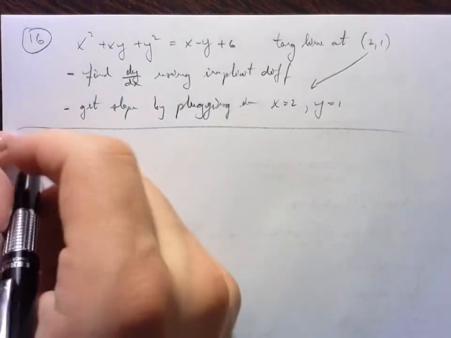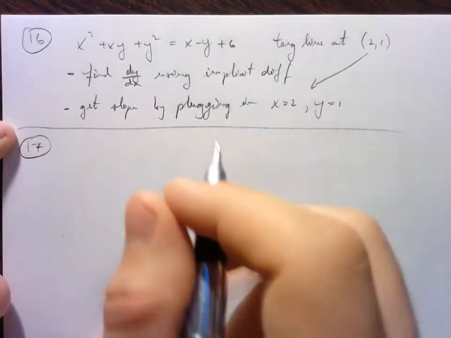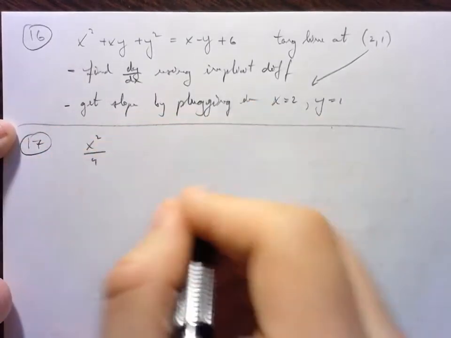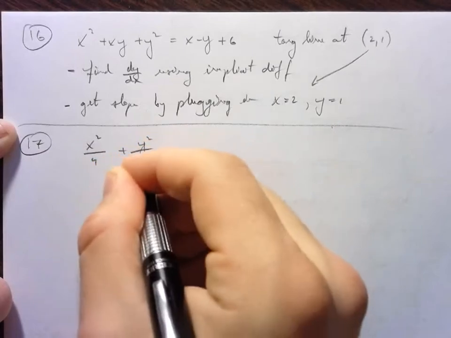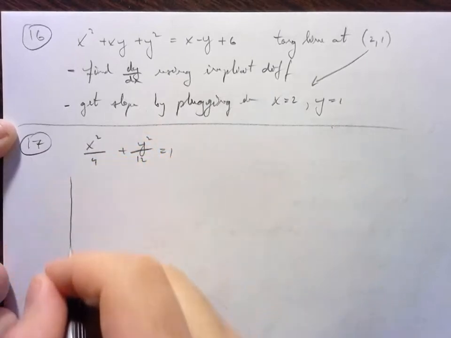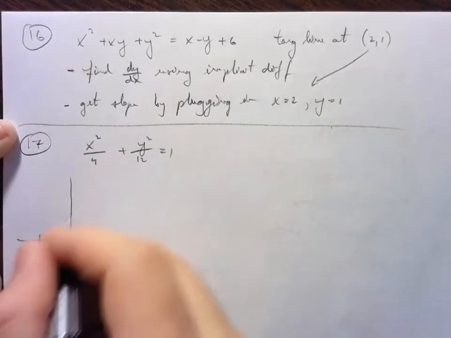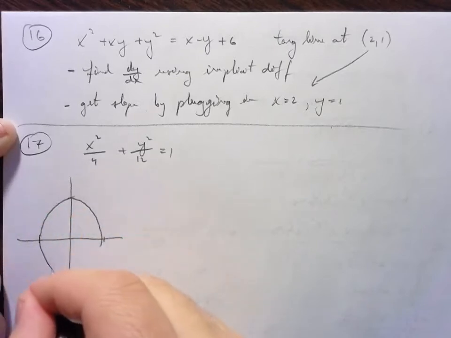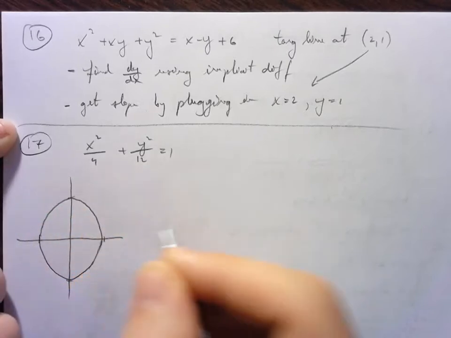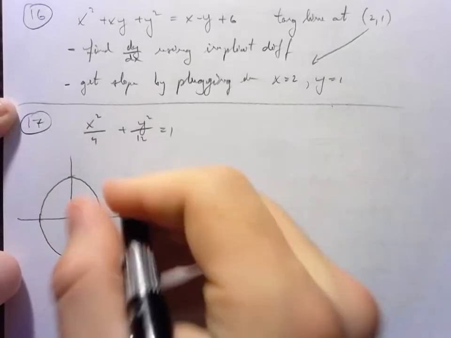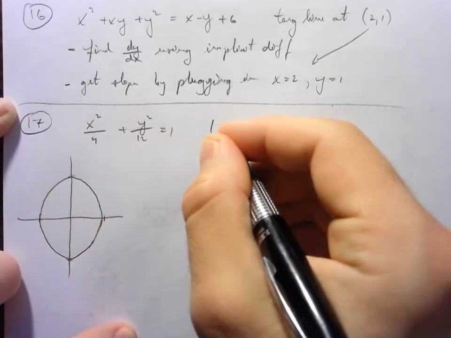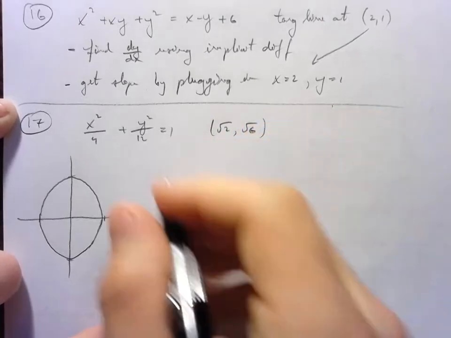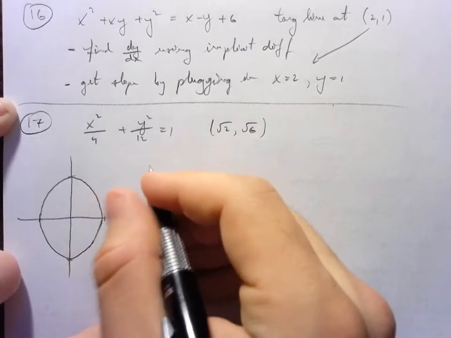What I do want to do is look at problem 17, right? So we have a particle that's moving along this ellipse, which is x squared over 4 plus y squared over 12 equals 1. We're not told which direction, but it doesn't matter. And I know that as the particle passes through the point (square root of 2, square root of 6), we're given that the velocity in the x direction is square root of 3 units per second.